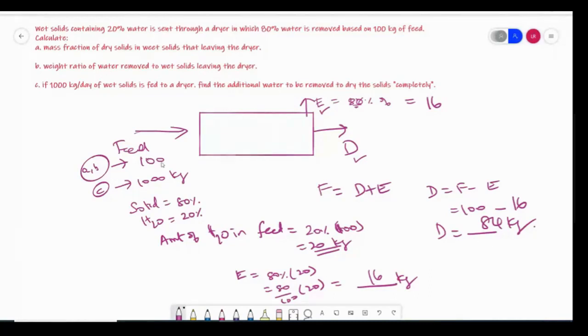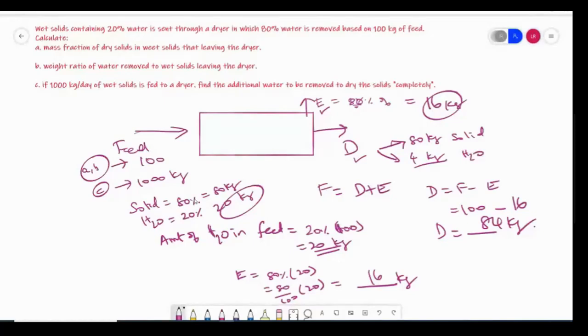So what is the XD value? Whatever is the amount of solid that is present is going to be present here also. So what is this? 80 kg. Dry solid is 80 kg. So D will contain two things. 80 kg of dry solid plus 4 kg of water, because out of 20 kg water, 16 kg is removed. The remaining 4 kg will be there. So 80 kg will be the solid, 4 kg will be water. Total D is 84.